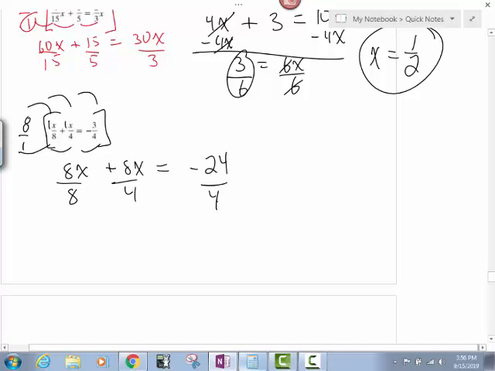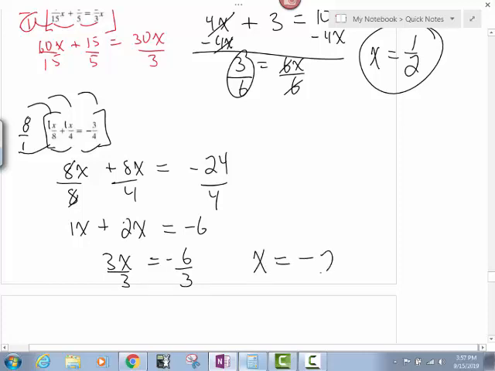Again, if we did this right, our fractions are going to go away. 8 divided by 8 is a 1x. 8 divided by 4 is a 2x. Negative 24 divided by 4 is a negative 6. So 3x equals negative 6. So when we divide both sides by 3, we come up with x equals negative 2, right? Good.